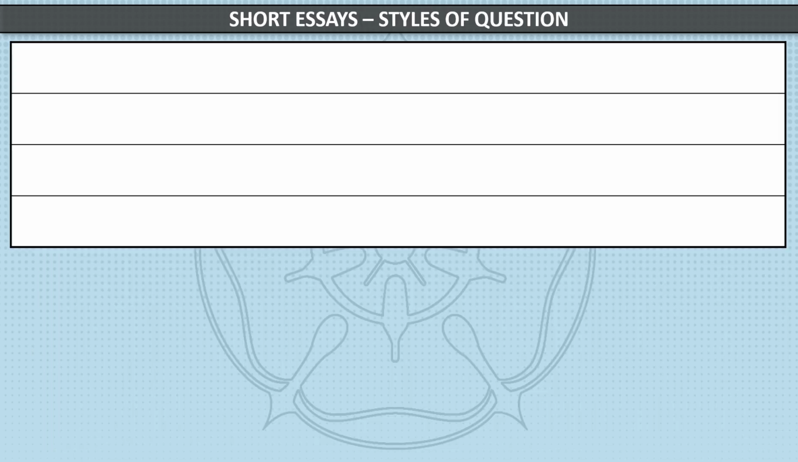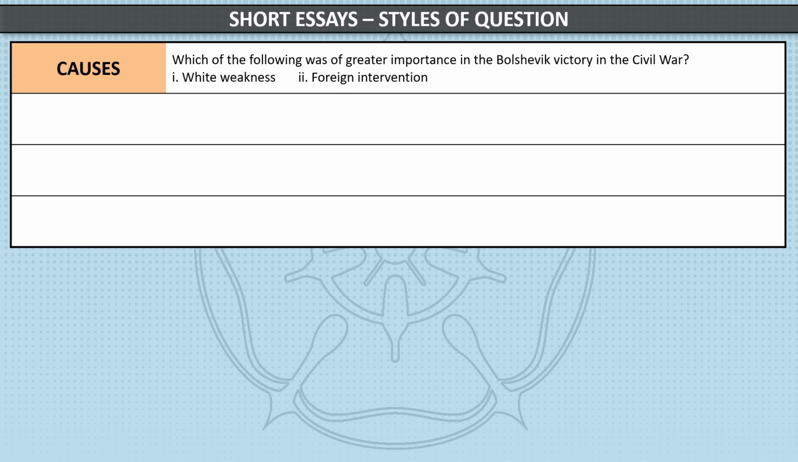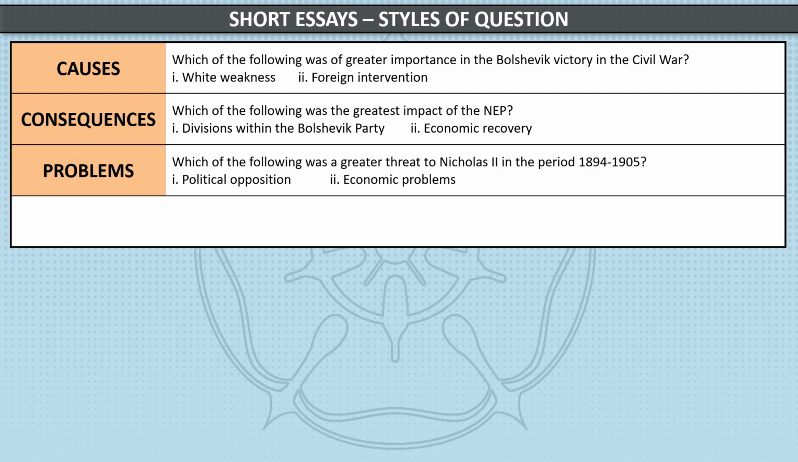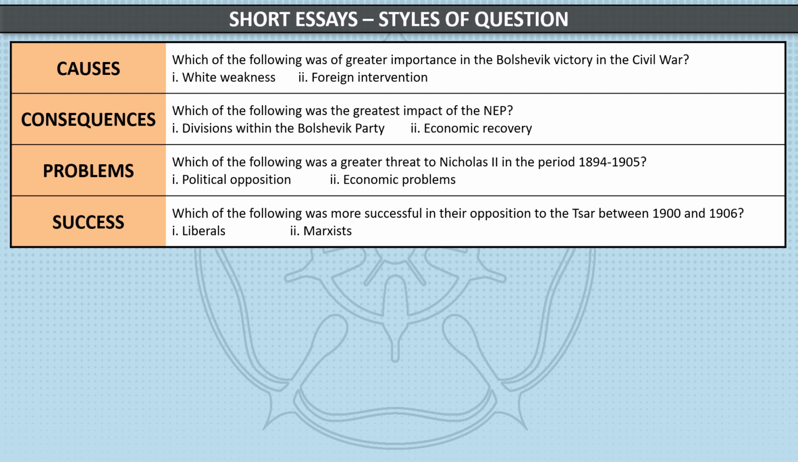Now, if we look at previous exam papers, we can see that there are a few different types of short essay questions. Many of them ask you to decide which cause is more important for making an event happen. Occasionally, they require you to decide which was the most important result of something. There have been a few which require you to evaluate which of two problems or threats was greatest. At other times, you're asked to evaluate the success of two groups or factors.